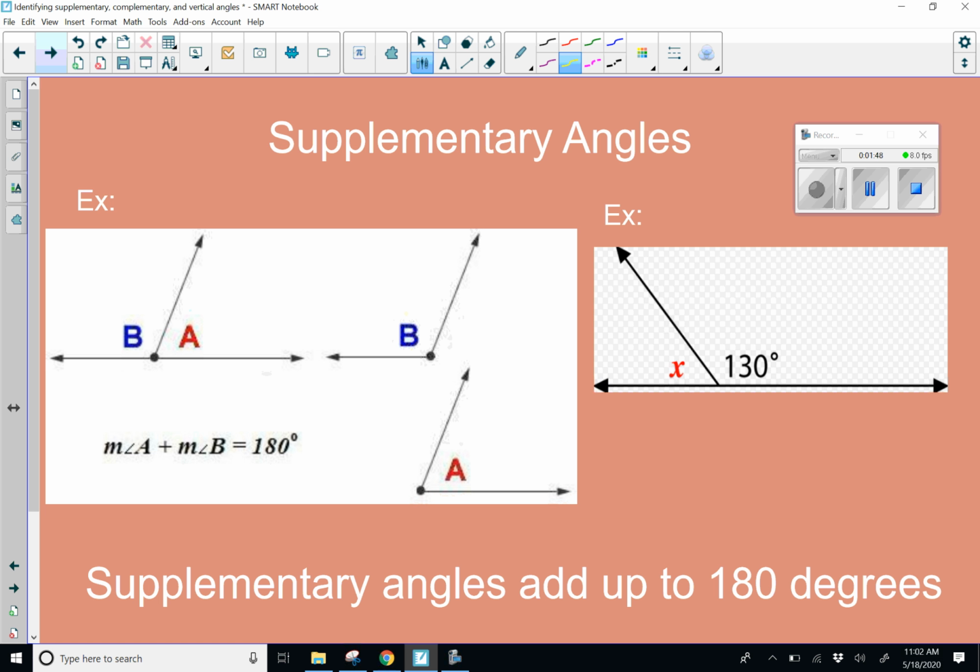Let's take a look at supplementary angles. In the diagram on the left, you have the measure of angle A plus the measure of angle B equals 180 degrees. And now with the example on the right, again, we have x plus 130 is going to equal 180 degrees. And to get x by itself, we just need to subtract 130 on both sides, and that's going to leave us with x equals 50 degrees.